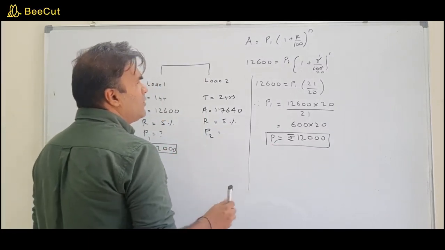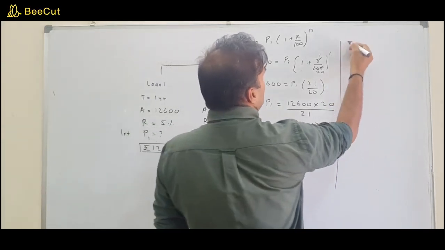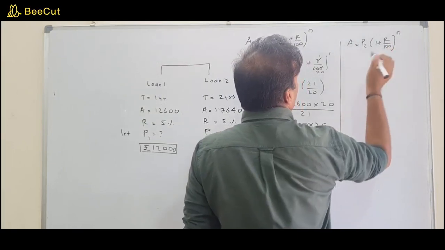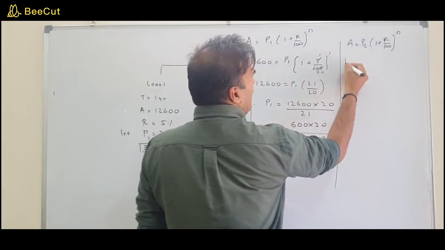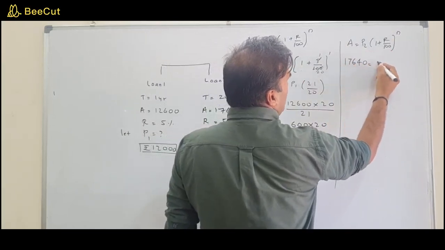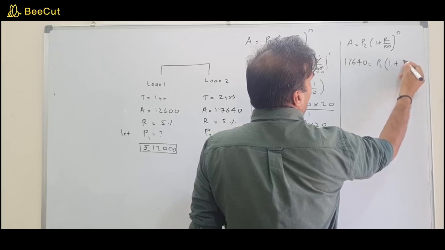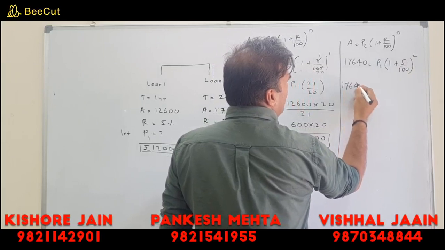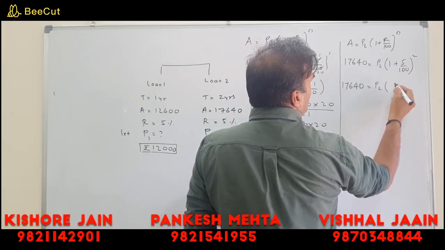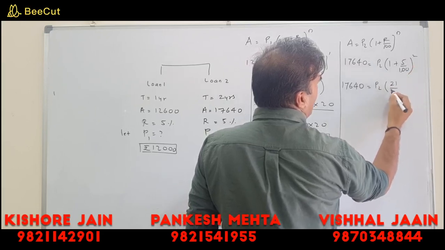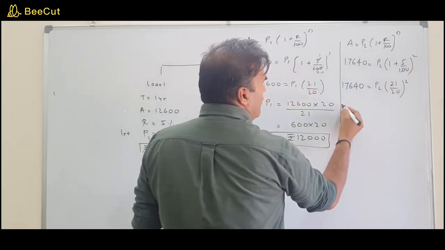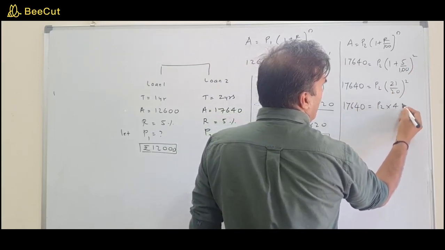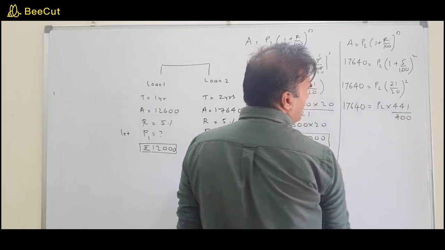Similarly, we can work this out separately for the second part. How, sir? A equals P2 times (1 plus R upon 100) raised to N. What is the value? 17,640. P2 we don't know. 1 plus 5 upon 100 raised to 2. So 17,640 equals P2 times 21 upon 20 squared, that is P2 multiplied by 441 upon 400.